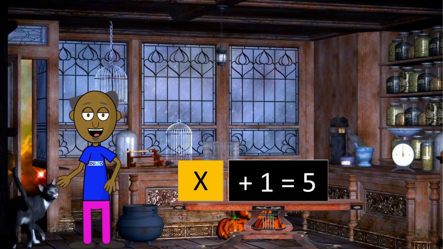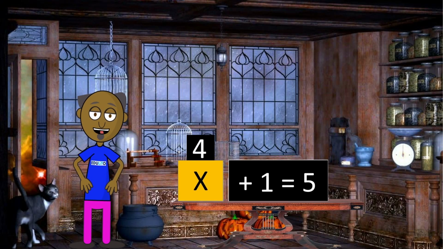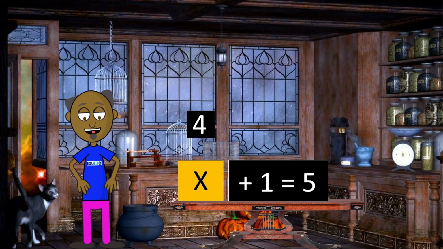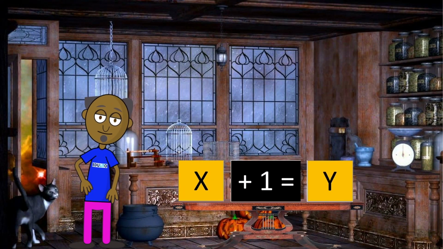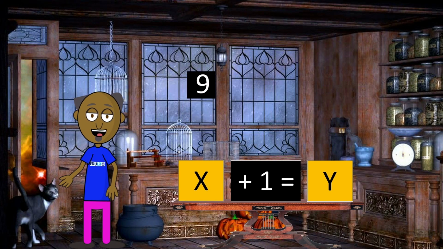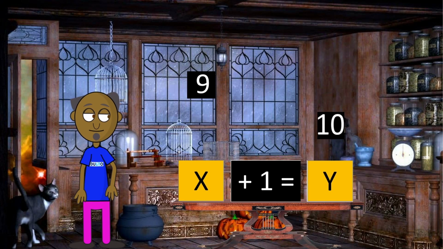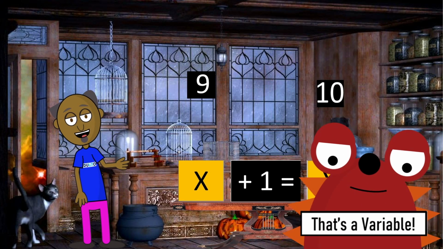In this calculation, what is the number stored by x? That's right, x stores the number 4. X can change to store another number. If it stores the number 9, then y will store the number, that's right, number 10. The number that x stores is called a variable.